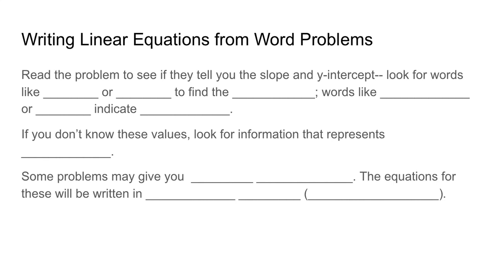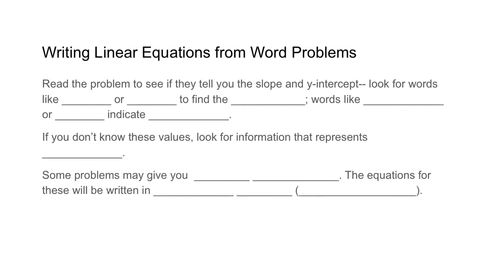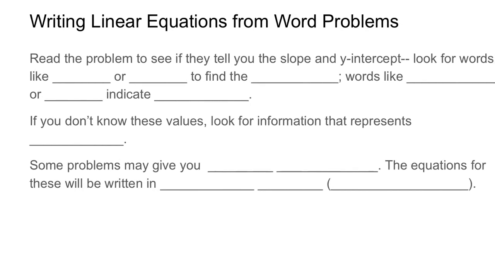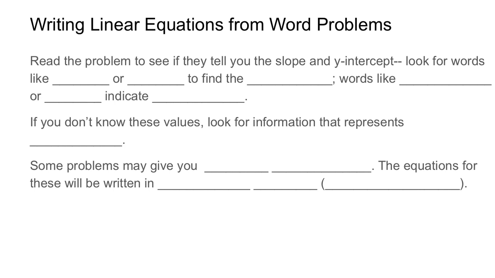Okay, so the second part of this lesson is going to look at how to write linear equations from word problems. This has a tendency to trip some people up just because you're not sure what information the problem's actually giving you. That's what I generally see with this kind of thing. So when you're reading a word problem, you want to look for two things first. You want to see if that problem is telling you the slope and the y-intercept.